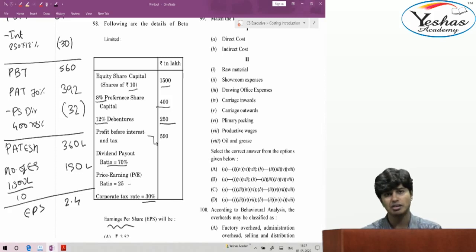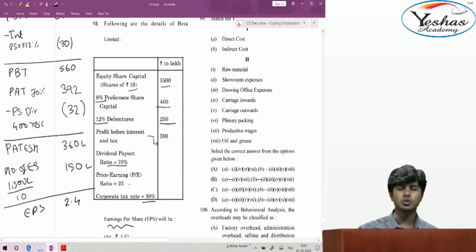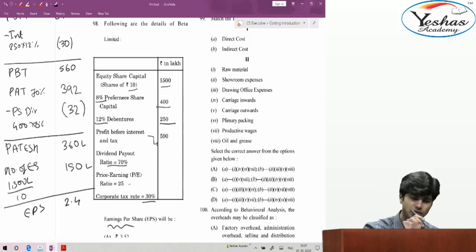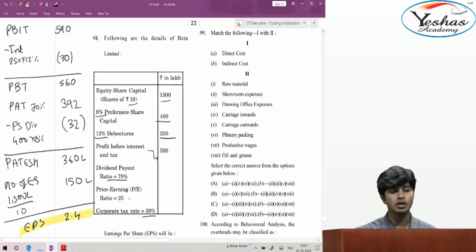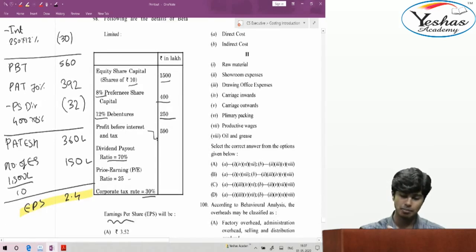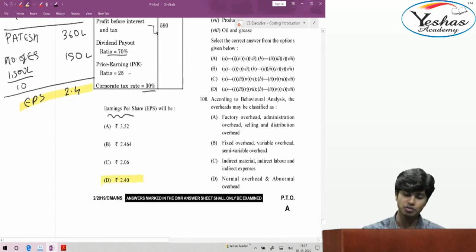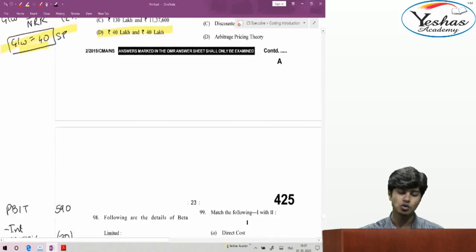If they had asked market price per share, I know PE is equal to MPS by EPS, so I would use that formula and substitute. 25 is equal to MPS divided by 2.4, so 25 into 2.4, somewhere between 50 and 60, is my market price per share. But what they've asked in this question is only EPS, and my EPS is 2.4. So the answer for question number 98 is 2 rupees 40 paisa. Come on, let us mark this. Option D is the answer for question number 98.